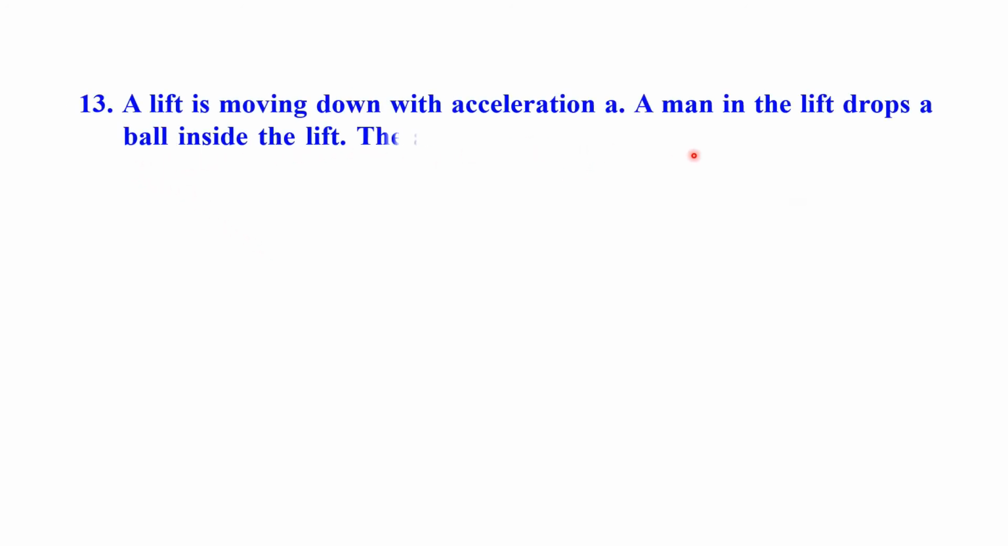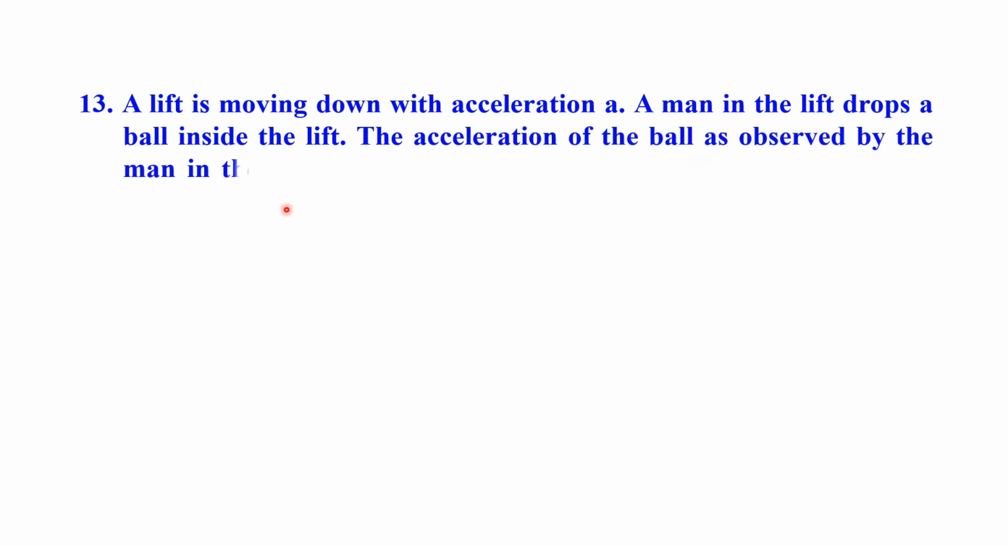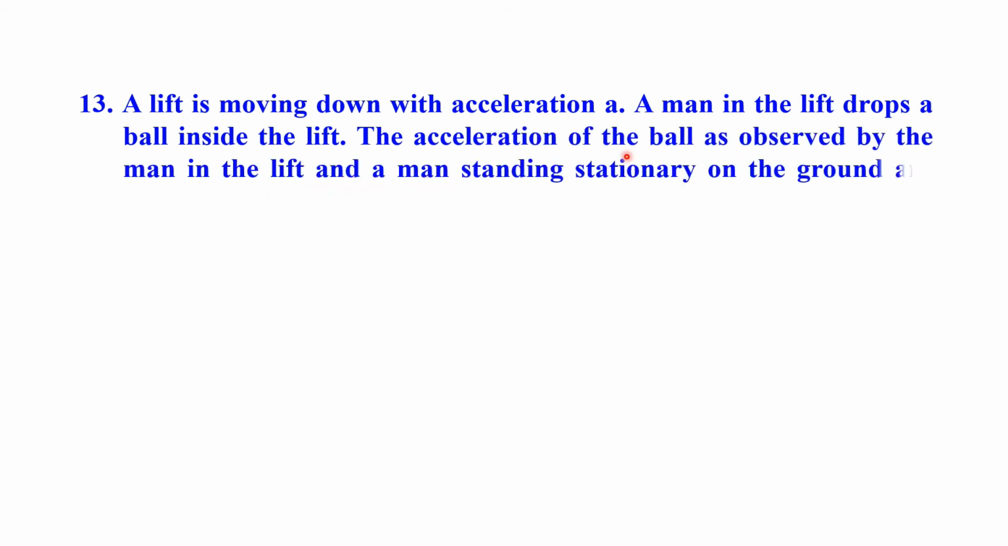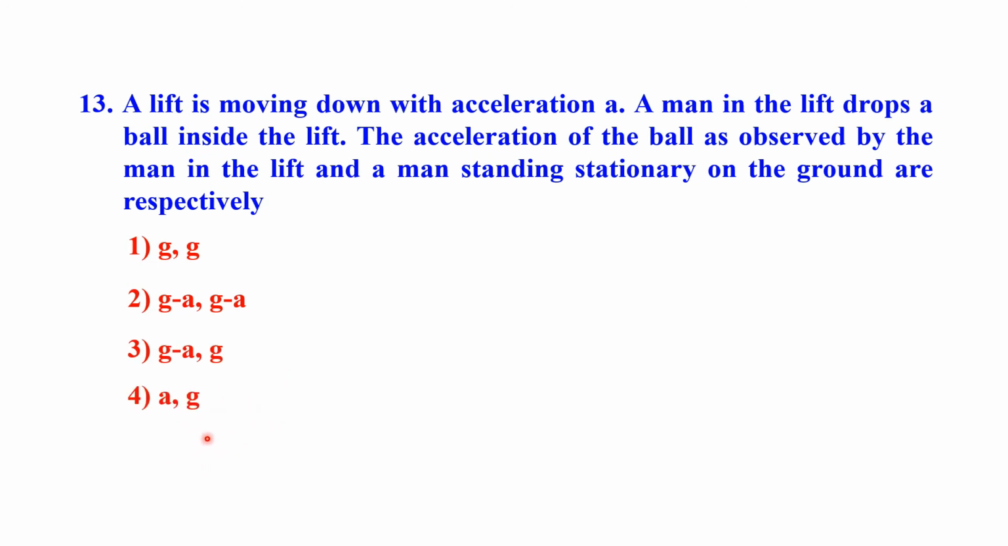A lift is moving down with acceleration A. A man in the lift drops a ball inside the lift. The acceleration of the ball as observed by the man in the lift and a man standing stationary on the ground are respectively g minus a, g minus a; g minus a, g; a, g. Here in this question, a lift is moving down with acceleration A. A man in the lift drops a ball inside the lift.